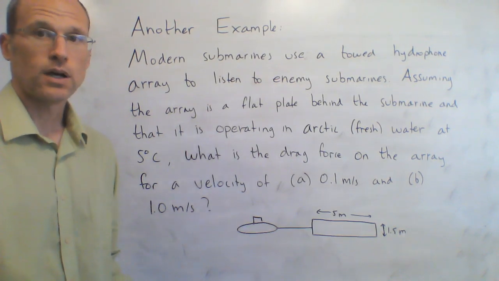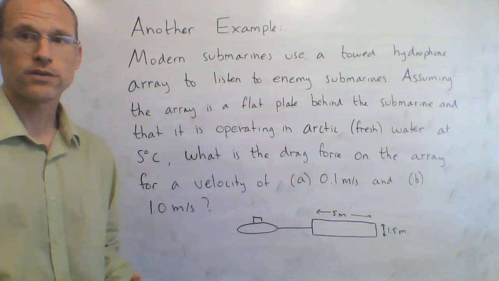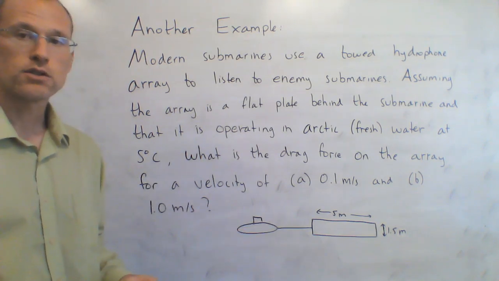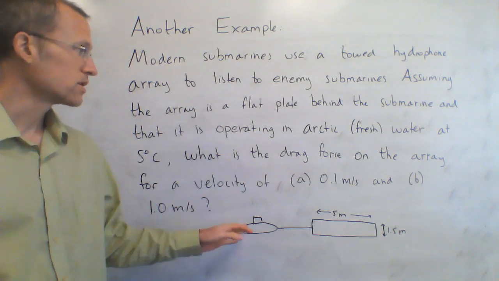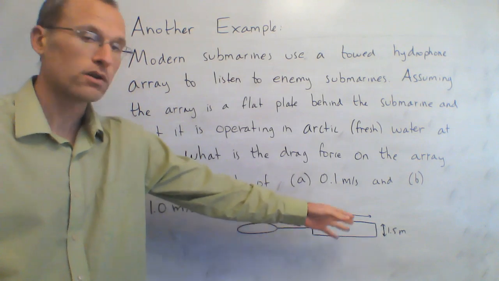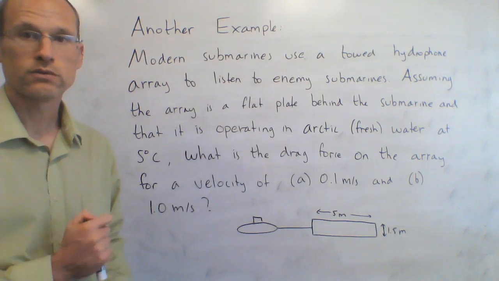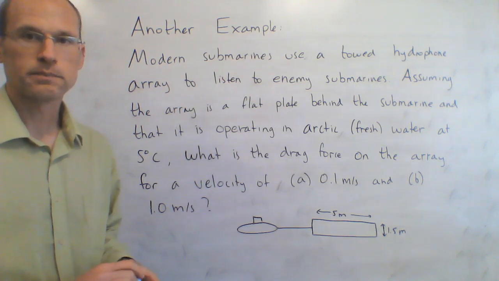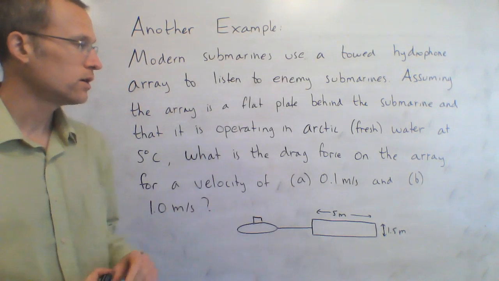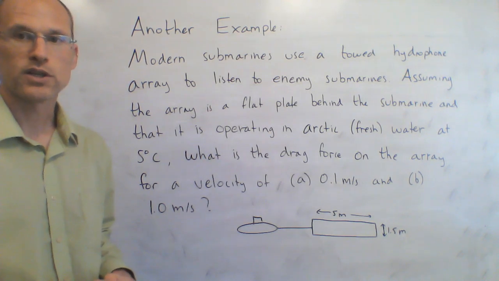So another example, modern submarines use towed hydrophone arrays to listen to enemy submarines. So assuming I have a hydrophone array, assume it's a flat plate operating behind my submarine, I want to know what the drag force is acting on this array, 5 meters long, 1.5 meters tall. Assuming I'm in Arctic waters of cold water, fresh water, 5 degrees Celsius. For two cases, one a velocity of 0.1 meters per second, and second case a velocity of 1.0 meters per second.